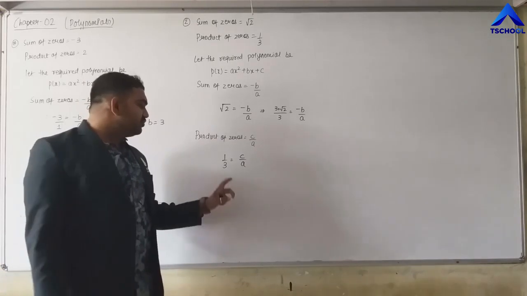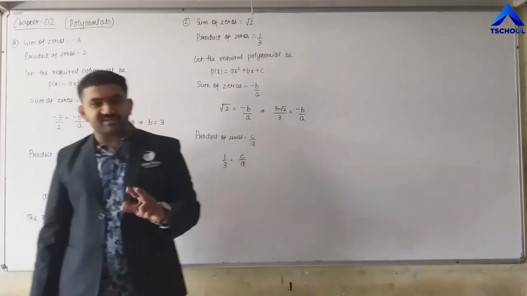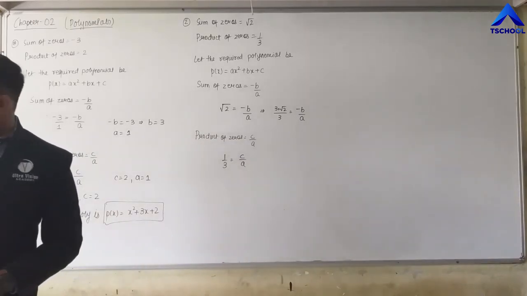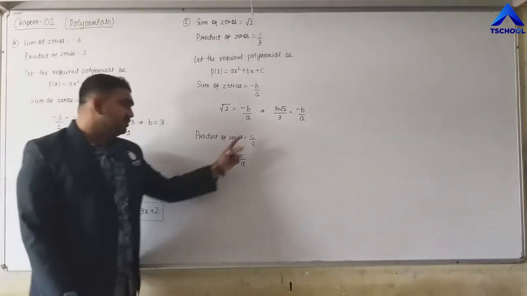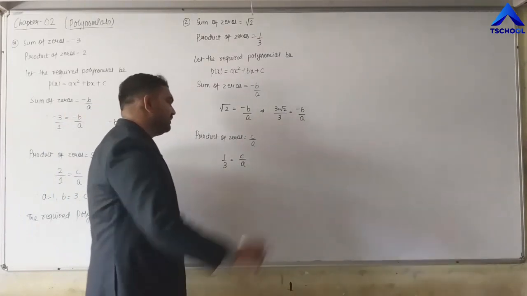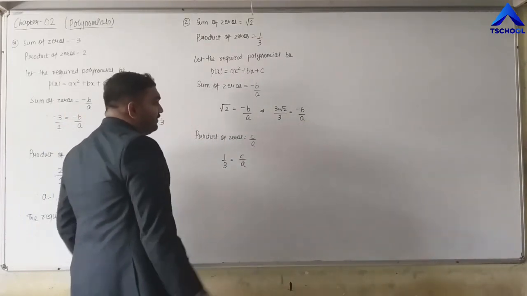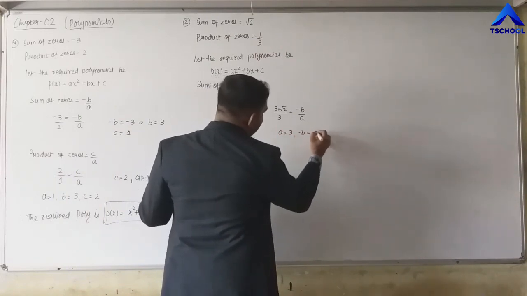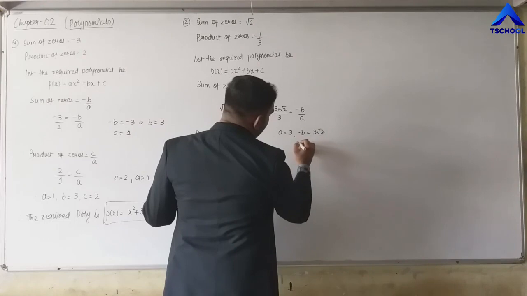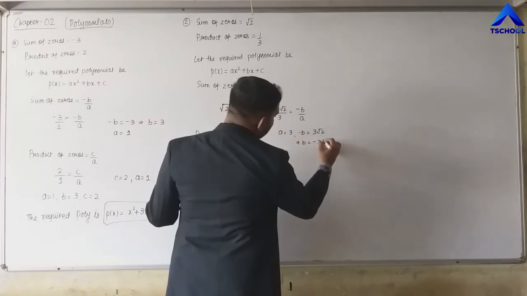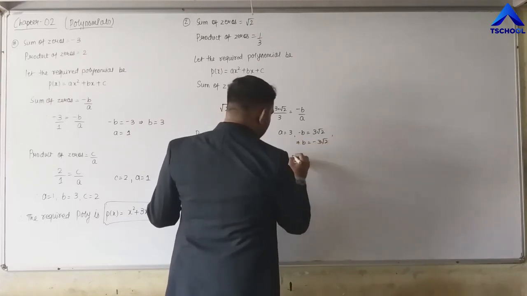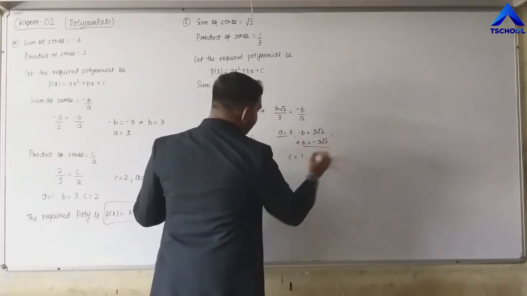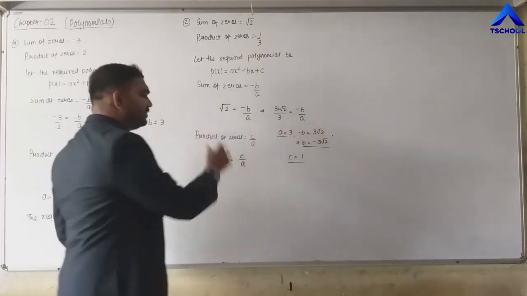Why? So as to make the denominator of both the ratios the same. The intention of doing this is to make the denominators of the ratios the same. So now comparing, we get a equals 3, minus b equals 3 root 2. This implies b equals minus 3 root 2 and c equals 1. Right? We shall get these three values by comparing all of this.